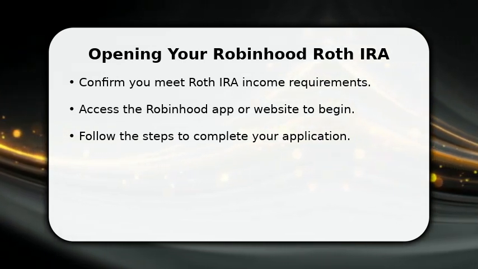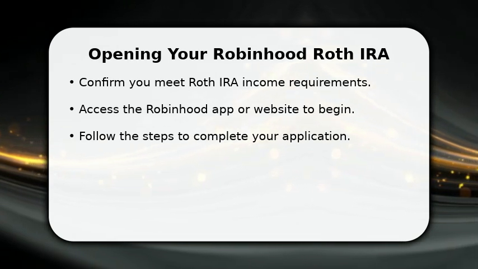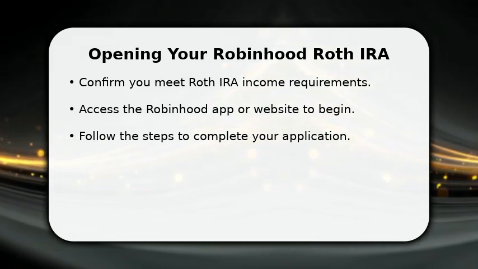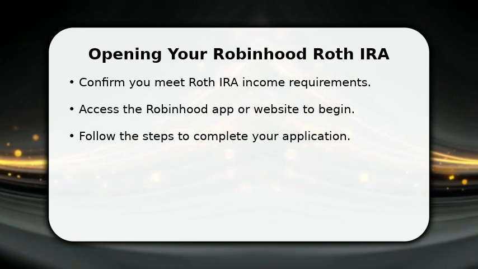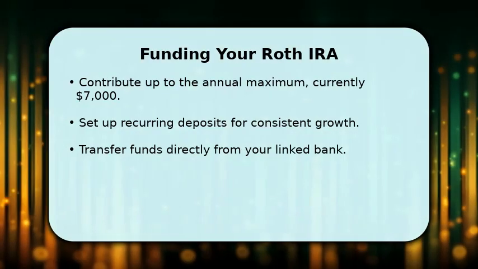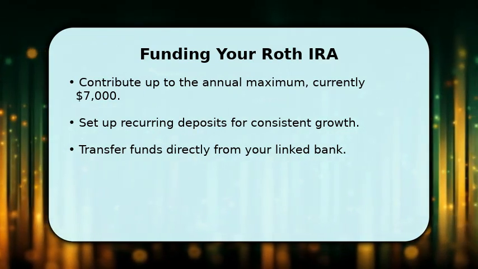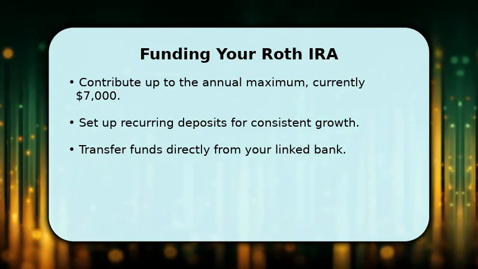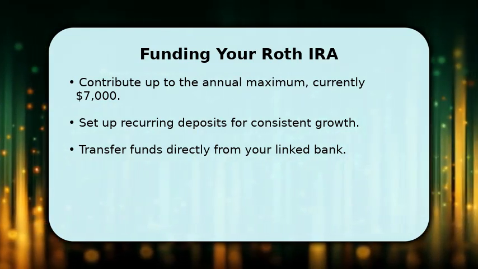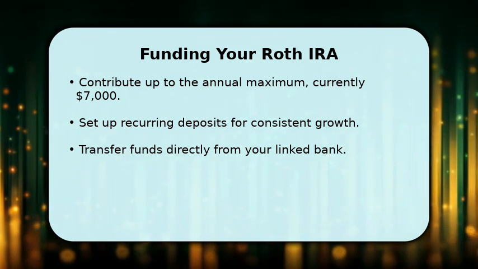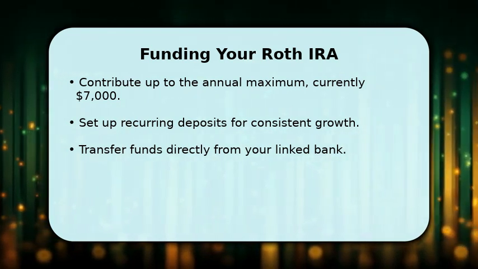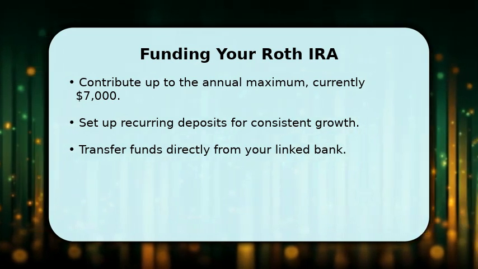This process is straightforward and typically takes only a few minutes to complete, setting the foundation for your tax-advantaged retirement savings. Once your account is open, it's time to fund your Roth IRA. You can contribute up to the annual maximum, which is currently $7,000 for most individuals. Setting up recurring deposits is a smart way to consistently grow your savings.